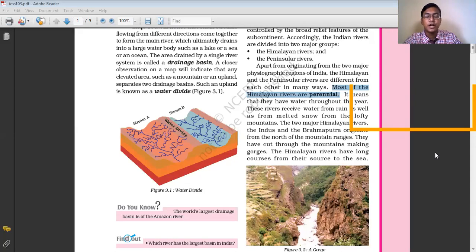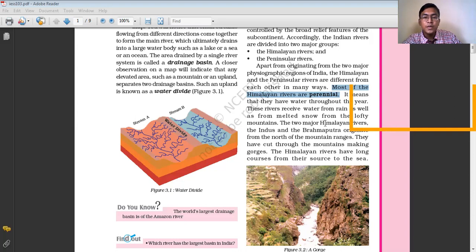Whereas the Brahmaputra flows for a long distance in the Tibetan part, and then it enters India through Arunachal Pradesh. After flowing through Arunachal Pradesh, it enters Assam, and ultimately it enters Bangladesh before joining the ocean, before joining the Bay of Bengal.